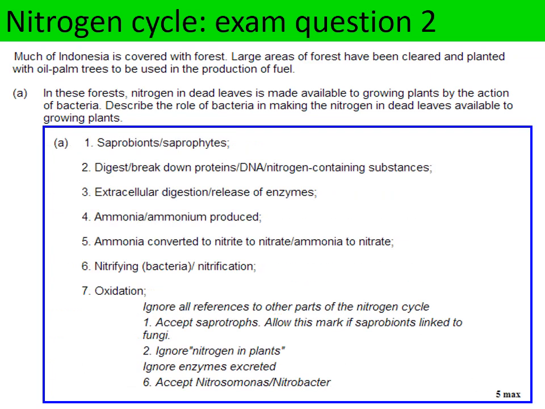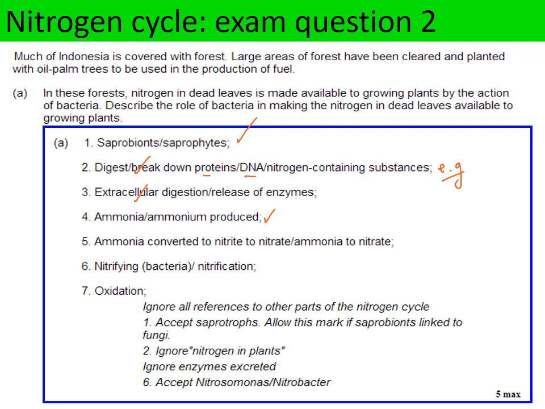So let's have a look at the mark scheme then. We mentioned saprophytes, and we said they break down the organic nitrogen compounds like DNA. So we're going to give some specific examples of the organic nitrogen molecules, proteins. We said it's extracellular digestion because these saprophytes, fungi and bacteria secrete enzymes from the cell into the soil. They digest these molecules outside of the actual organism. We said ammonia or ammonium ions is produced from the organic nitrogen molecules.